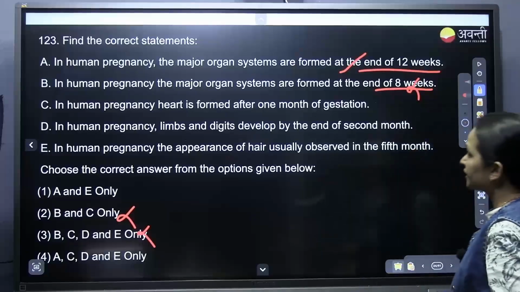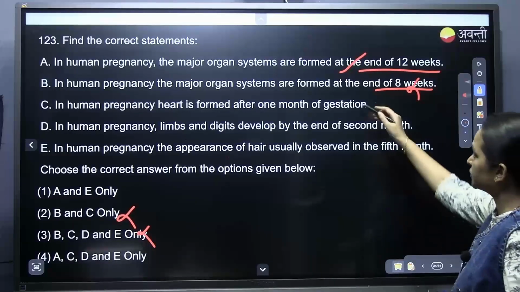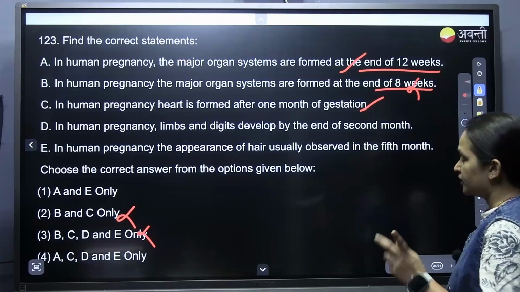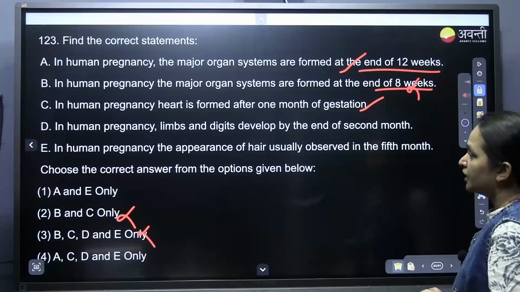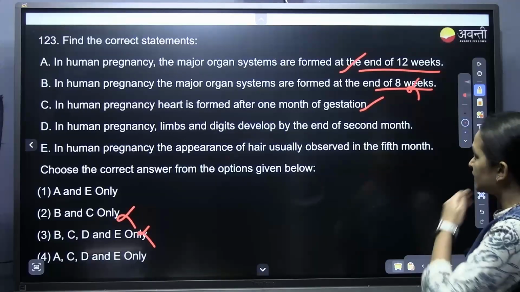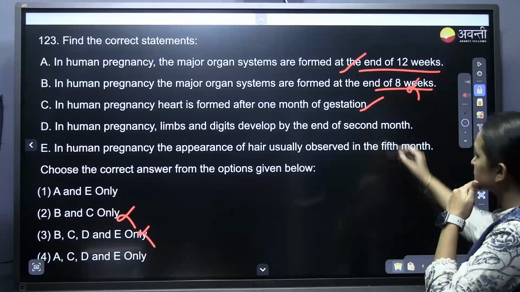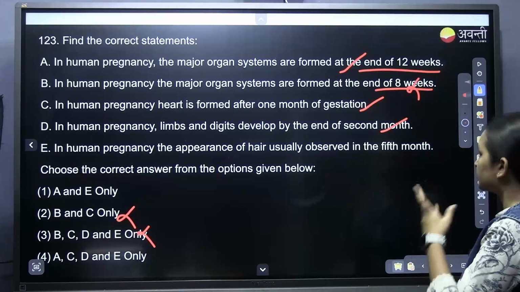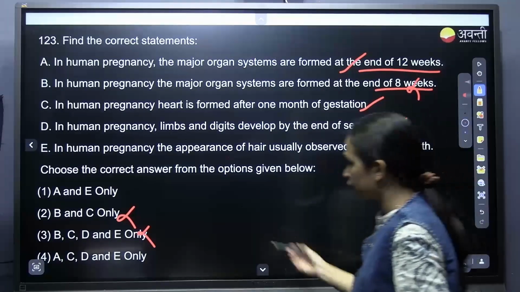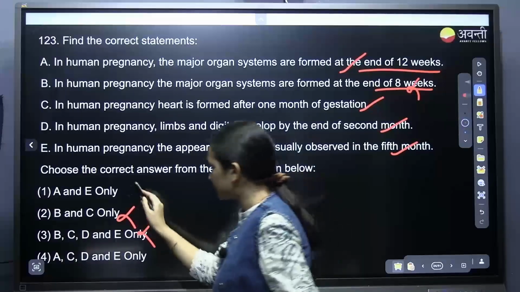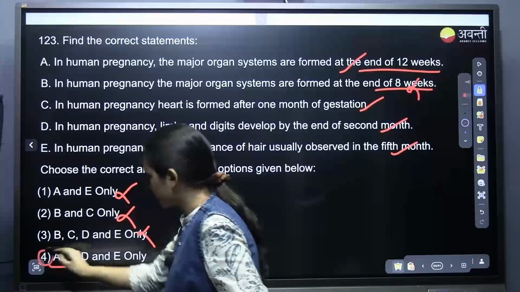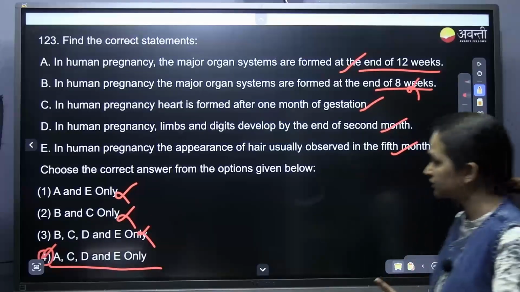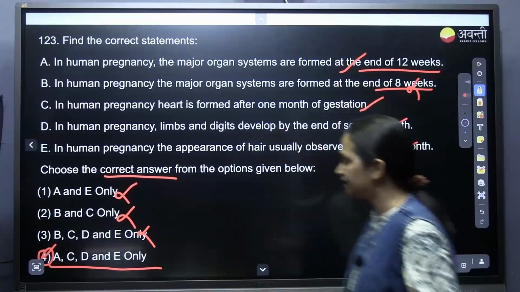In human pregnancy, heart is formed after 1 month of gestation. Yes. So C is also there. Okay, we got the answer there. In human pregnancy, limbs and digits develop by the end of 2nd month. In human pregnancy, the appearance of hairs is usually observed in the 5th month. Yes. So with this statement we got the answer. So it is A, C, D, E only.